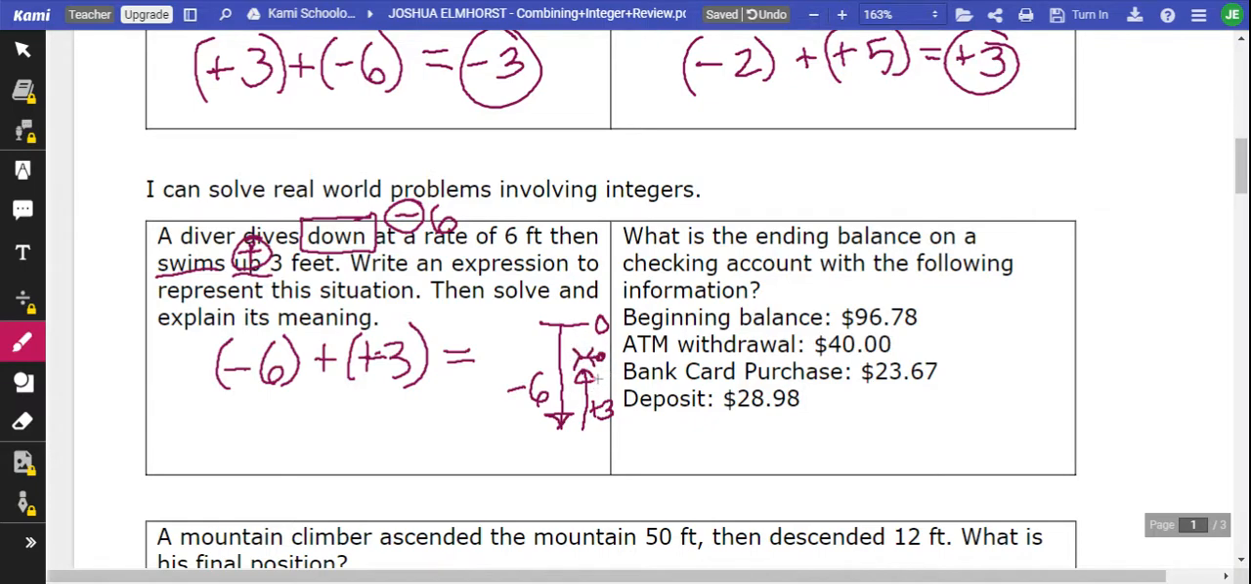So we got a diver that's still underwater. And so we have 1, 2, 3, 4, 5, 6. 1, 2, 3. 0 pair, 0 pair, 0 pair. So the diver is still down 3 feet.